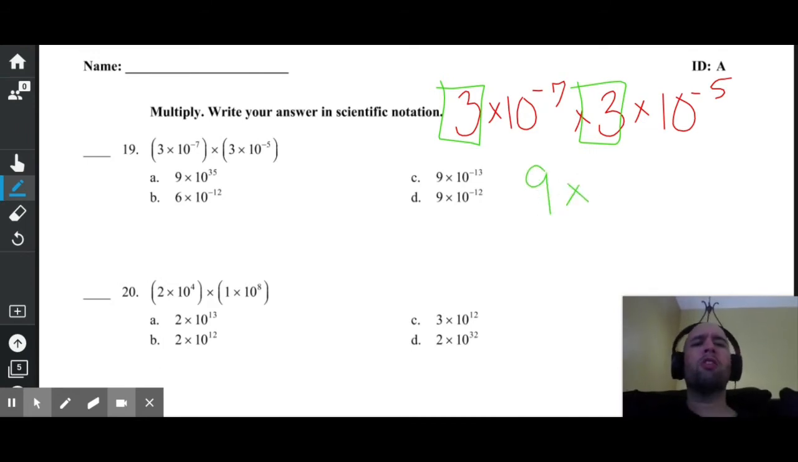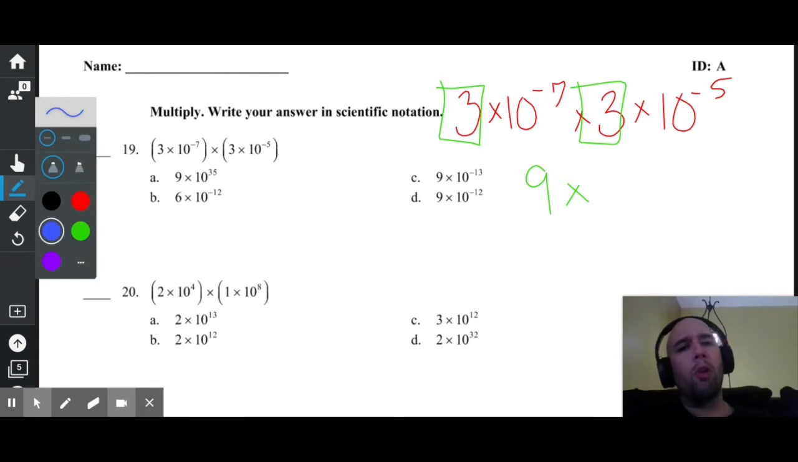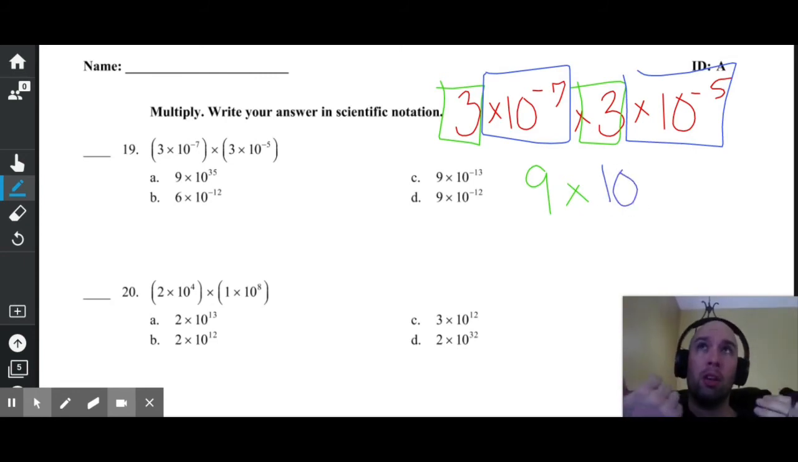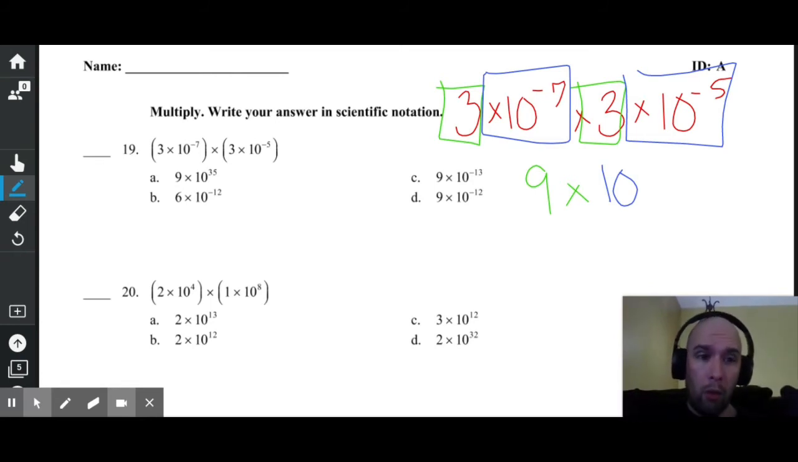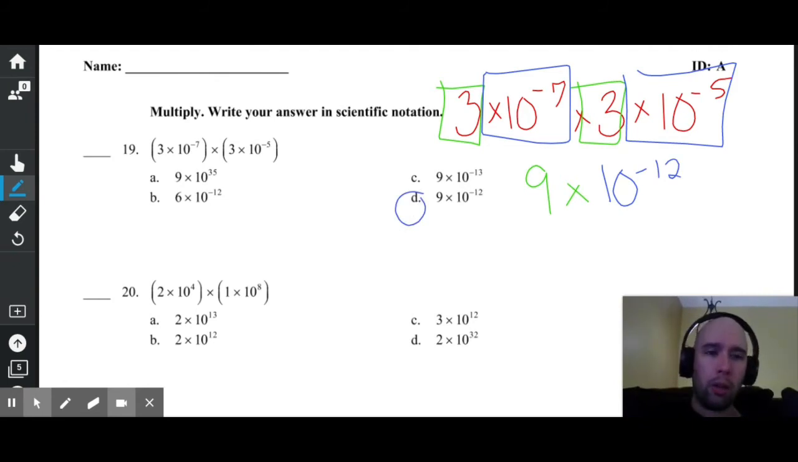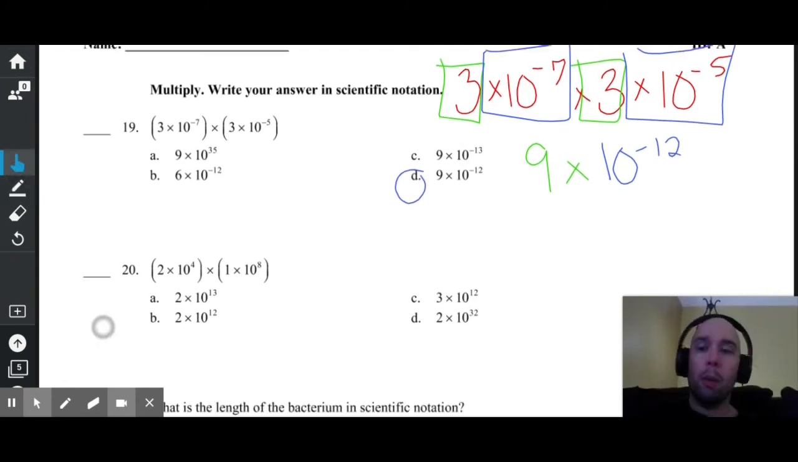If I want to keep this in scientific notation, I have to make sure I don't move anything to the bottom. Even though I see negative exponents, and at first I want to say move it to the other side of the fraction bar, we're not doing that. The other shortcut is when you're multiplying things of the same base, add the exponents. So 10 to the negative 7 plus negative 5 is negative 12. And there I have my answer. Yes, you could use a calculator, and I know I've said that 1,000 times, but we ain't.